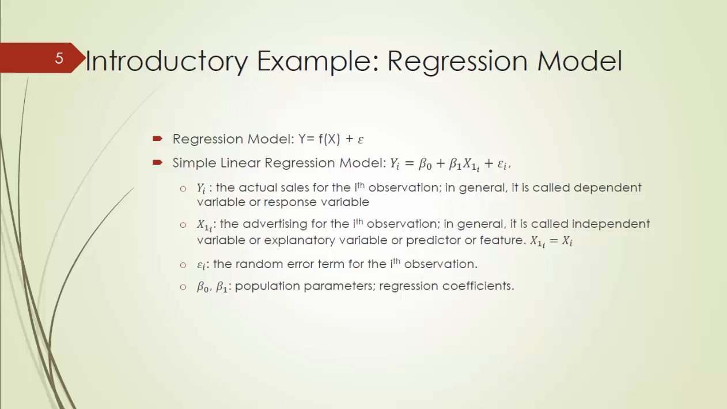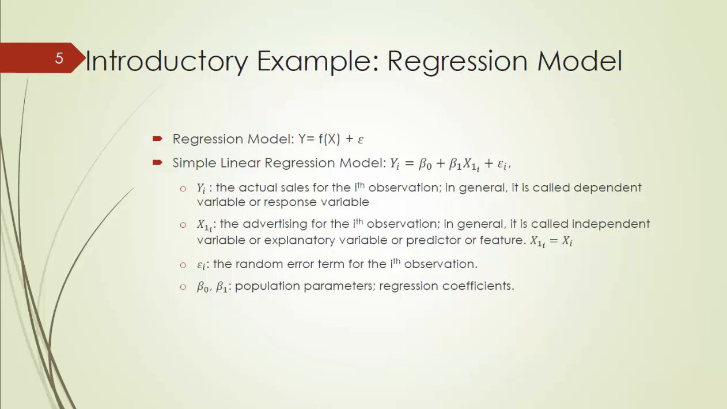The equation that describes how y is related to x and an error term is called the regression model. In our example, we're actually dealing with a special case of regression model, a simple linear regression model. In this case, yi is equal to beta 0 plus beta 1 times x1i plus epsilon i.